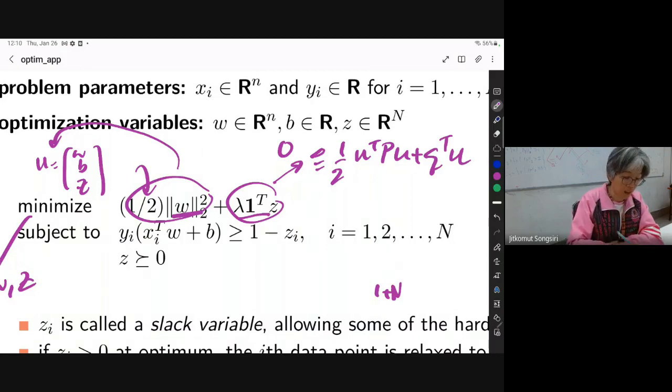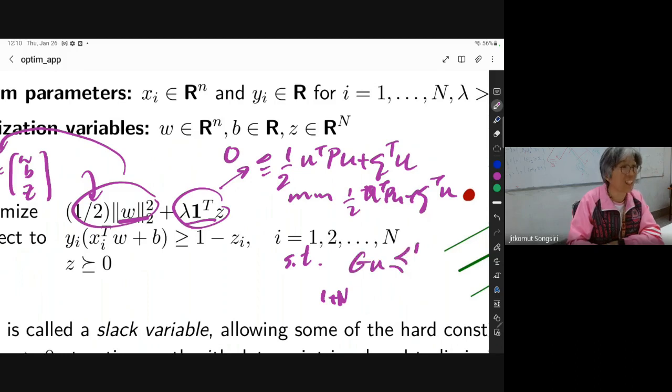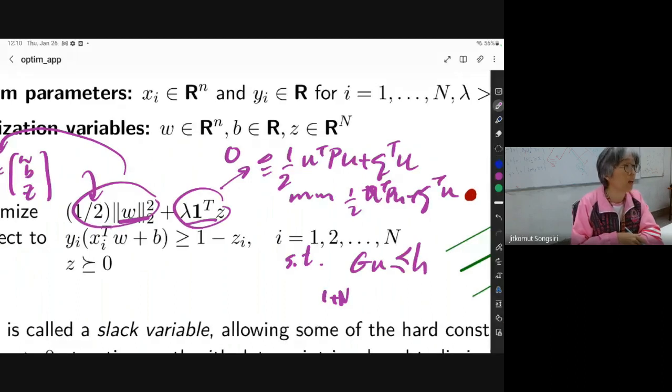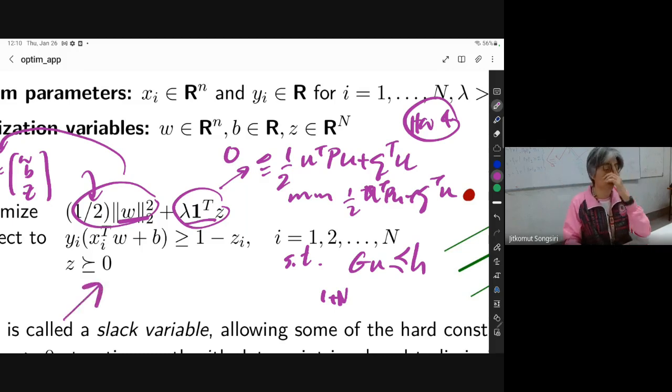Okay. Now, conceptually, you have quadratic, and then what kind of constraint? Linear inequality. What type of problem? QP. So a soft margin SVM is a QP. Homework: write it as a QP by this notation. Okay, oh, we're not done yet.